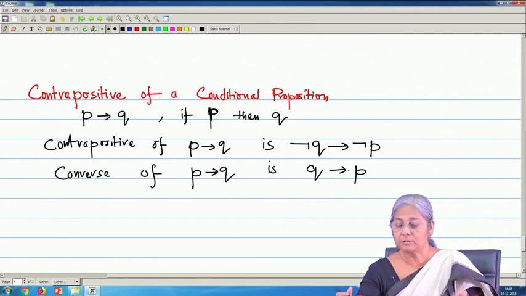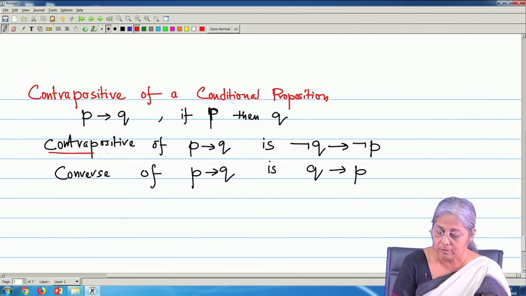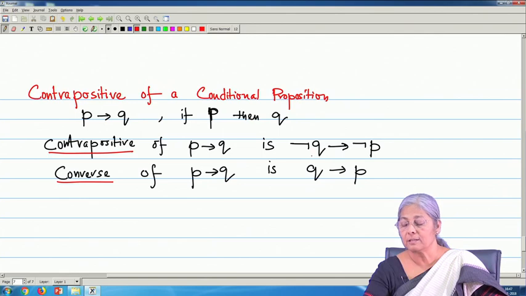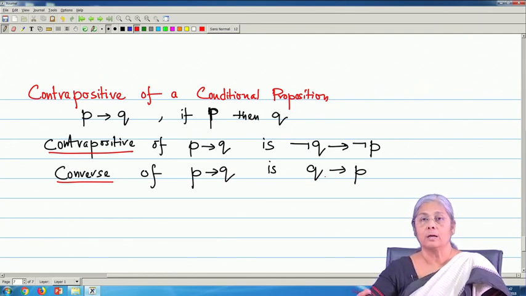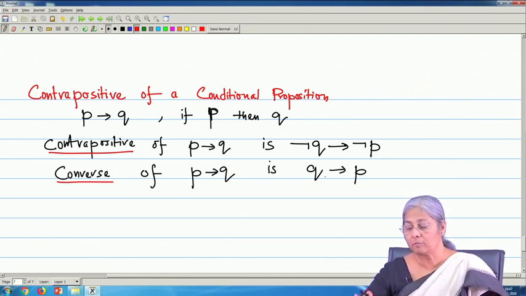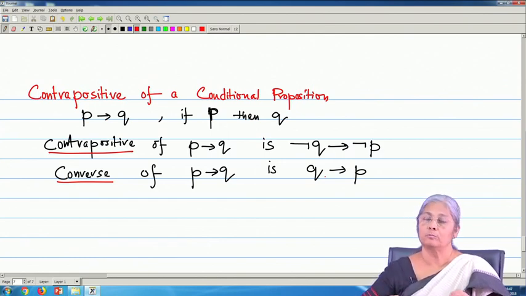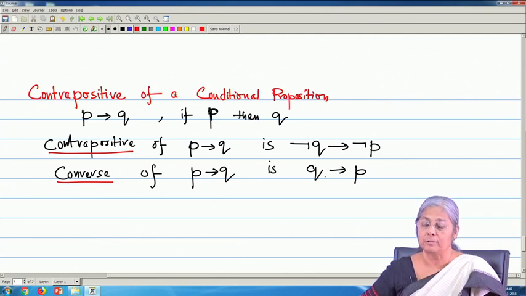So, the difference between the contrapositive and the converse is that the contrapositive is negation q implies negation p, and the converse is simply q implies p. We often use this for evaluating or simplifying compound propositions. And next we will see how we can use this for equivalence checking.